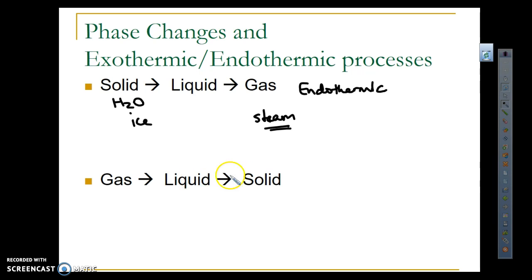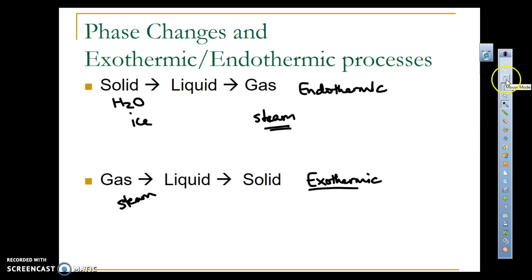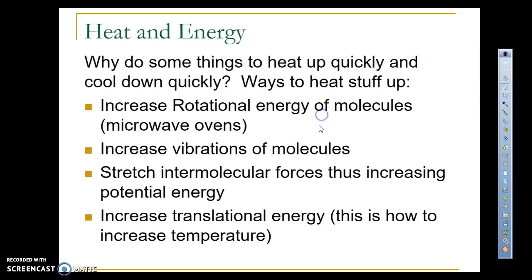And then gas to liquid to solid: if we have a steam engine, that steam engine can do work, but it also does that by condensing. And when it condenses, it releases energy. If you've ever had a steam burn or some kind of burn, you know that energy has been released onto your skin. So that is exothermic. So be careful with those phase changes. They can be a little confusing.